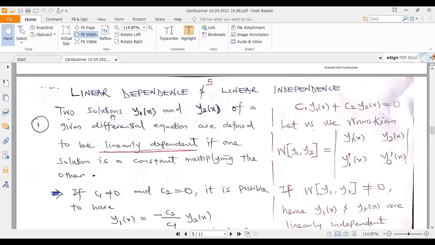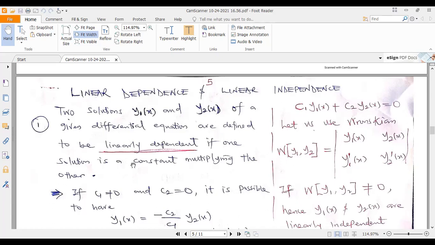Let's assume that we have two solutions, y1 of x and y2 of x, and they are solutions of a particular differential equation. Now, how do we know that they are dependent? Look at this now. If one solution is a constant multiplying the other, that is when we know that the two solutions are indeed dependent. I will explain this one very well.